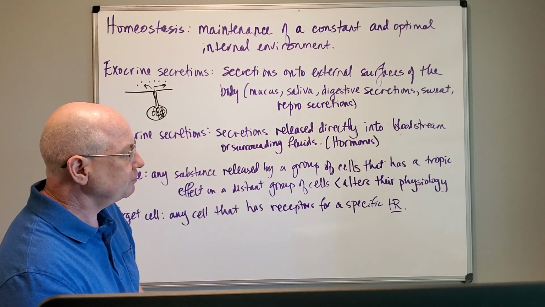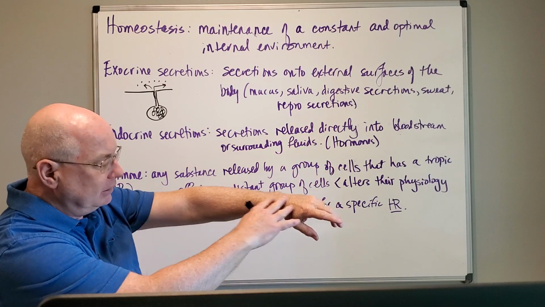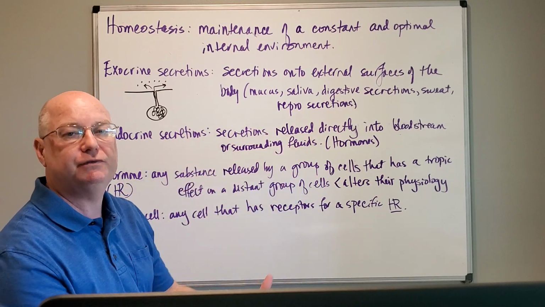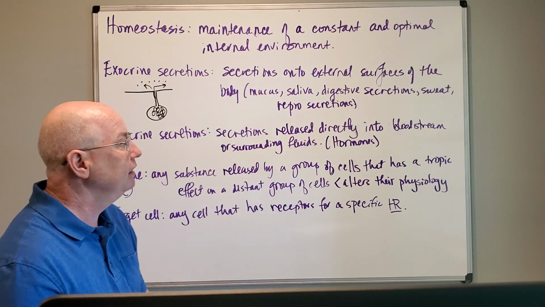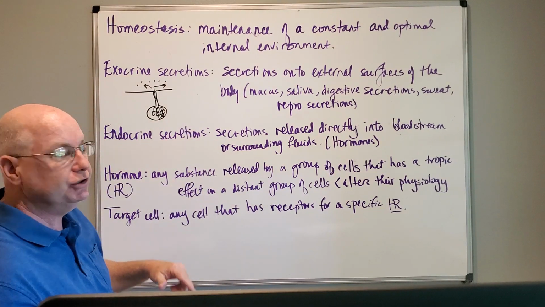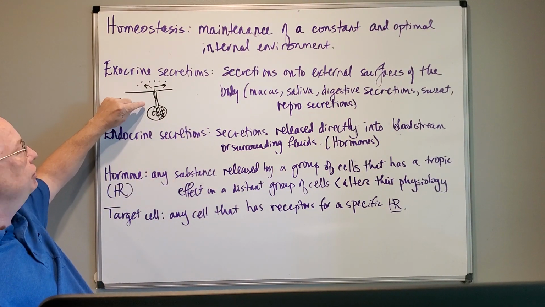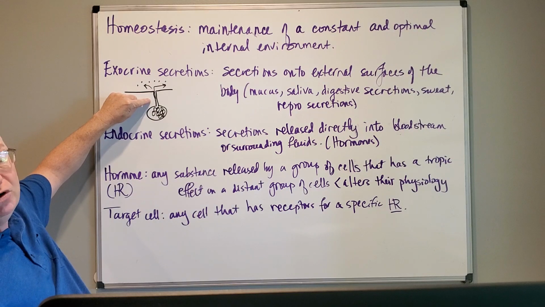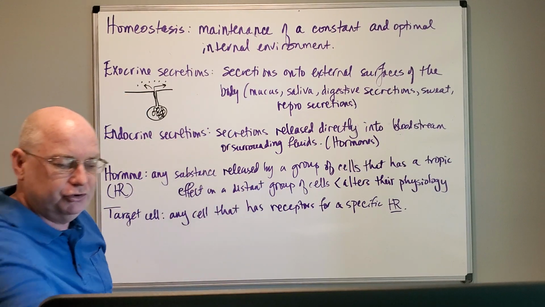Okay, so sweat onto the external surfaces. A lot of our reproductive secretions are exiting the body. So all of those would be exocrine secretions. The glands for exocrine secretions almost always have a duct. Well, they do always have a duct that goes to some external surface.